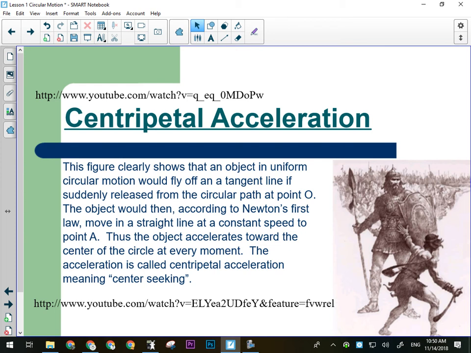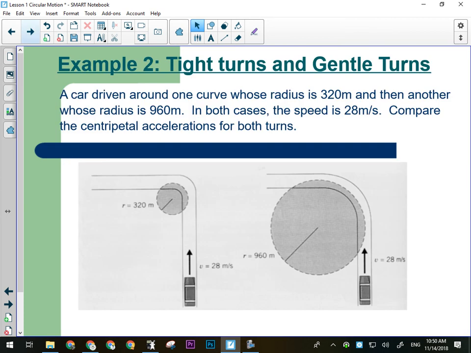Remember that centripetal means center seeking. All right, so the effect of radius on centripetal acceleration. Common sense would say if I take this small corner at 28 meters per second and then this corner, which is 3 times larger at the same speed, which one am I going to feel more thrown to the outside in?